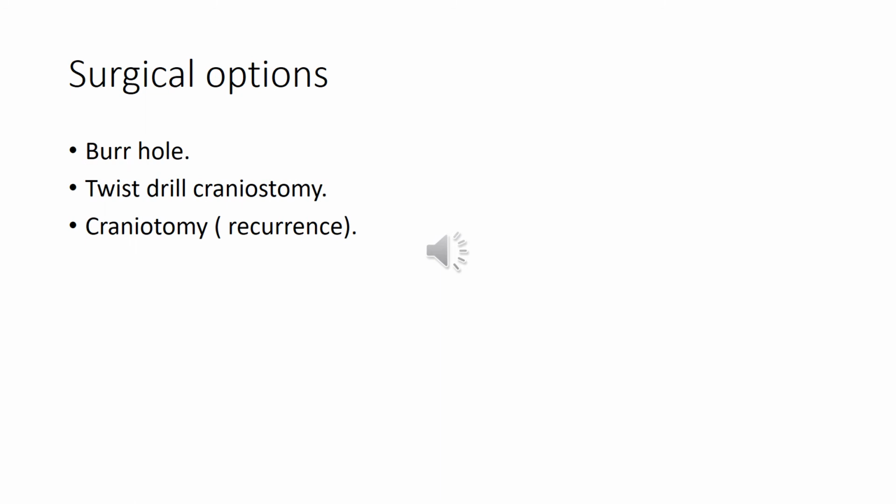Now, just to know, what are the surgical options for chronic subdural hematoma? First one, and the most commonly used operation, is bur hole and evacuation of the chronic subdural hematoma and irrigation. Second option is what is called a twist drill craniostomy. And the last surgical option is craniotomy, and this is reserved mostly for patients with recurrent chronic subdural hematoma.